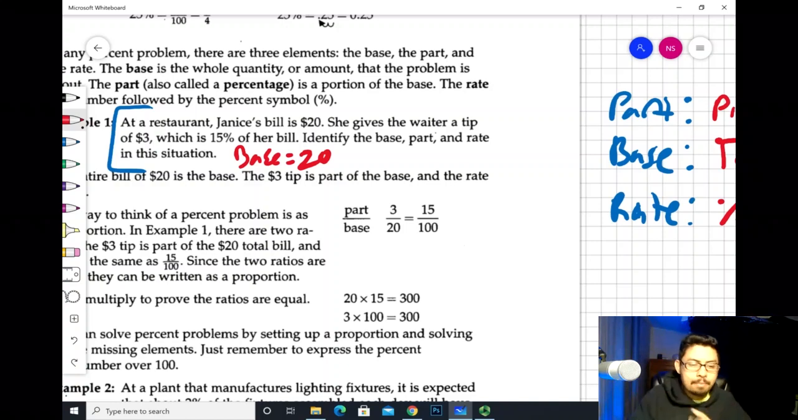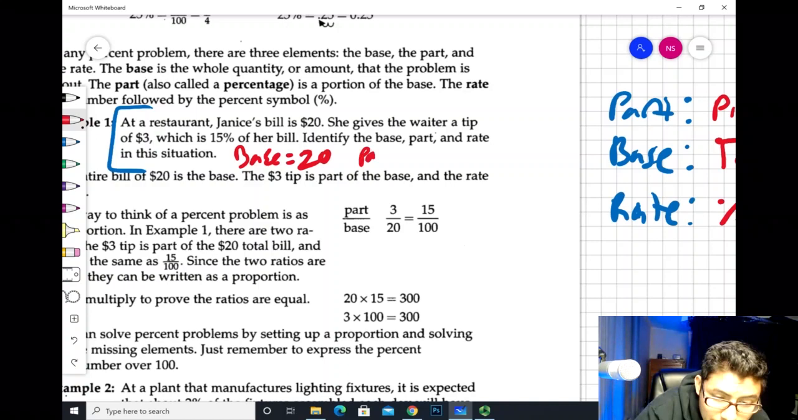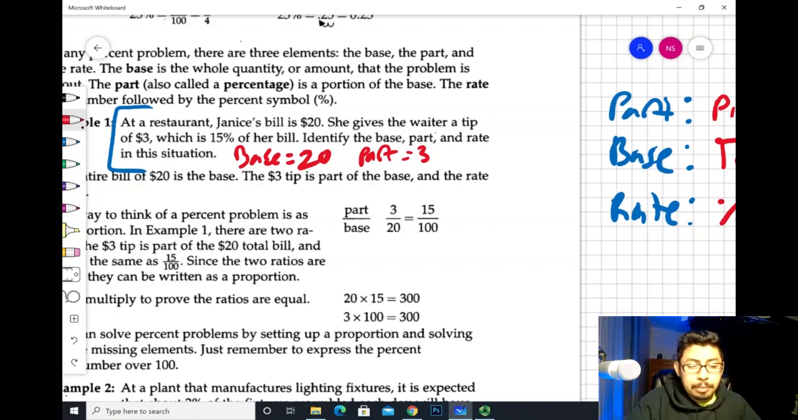That's your base. She gives the waiter a tip of $3. The tip is $3. $3 is just a little piece from the total amount, right? That is your part. In this specific example, the tip is $3, which is 15% of her bill. Oh, I see the percent right there. I should have known immediately that was going to be the rate. 15. You just identified the base, the part, and the rate.